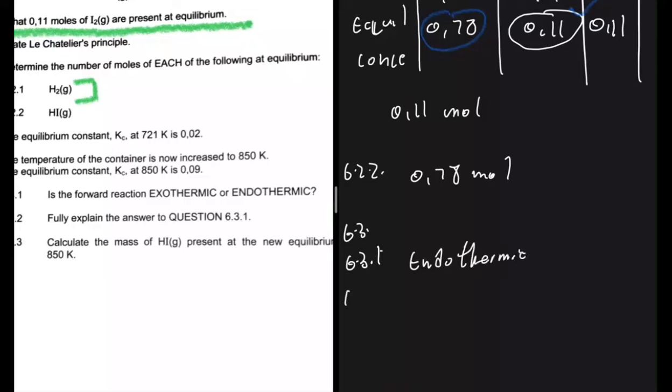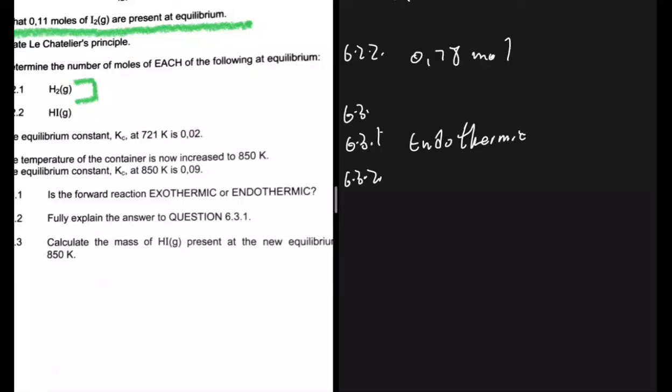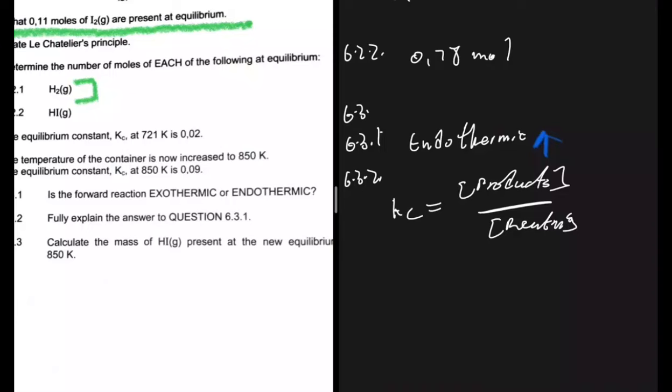And why am I saying that? 6.3.2. We need to fully explain that. So what we know, just from the basics, is that an increase in temperature, let's not forget, let me just write this first. Kc is equal to the concentration of the products divided by the concentration of the reactants, right? So if Kc increases, it means that now we have more products. The forward reaction was favored. So the question is saying, is the forward reaction exothermic or endothermic? The forward reaction is endothermic.